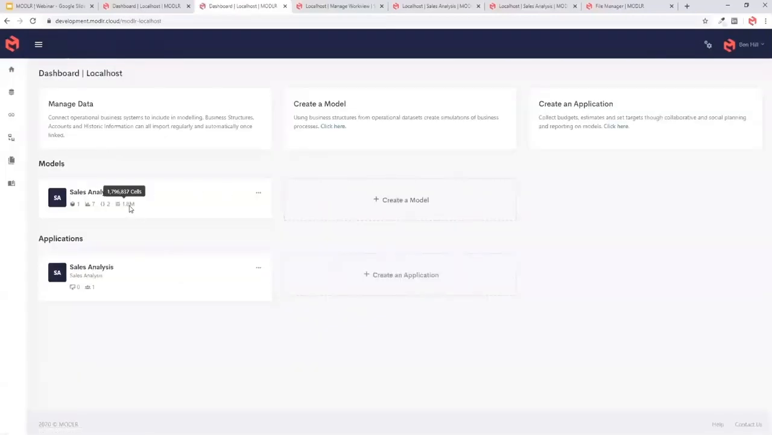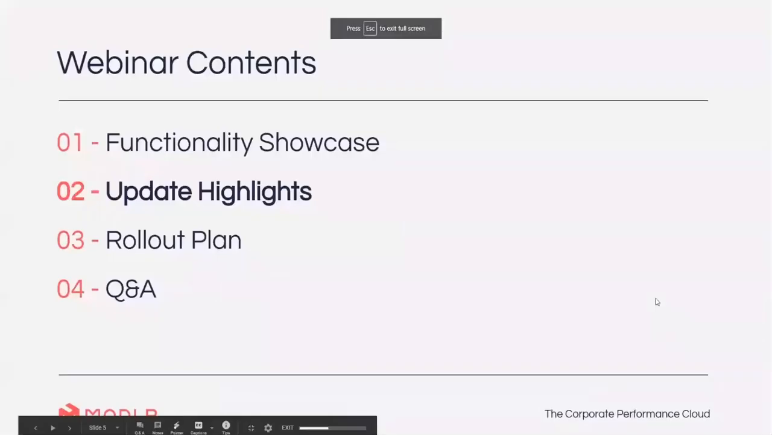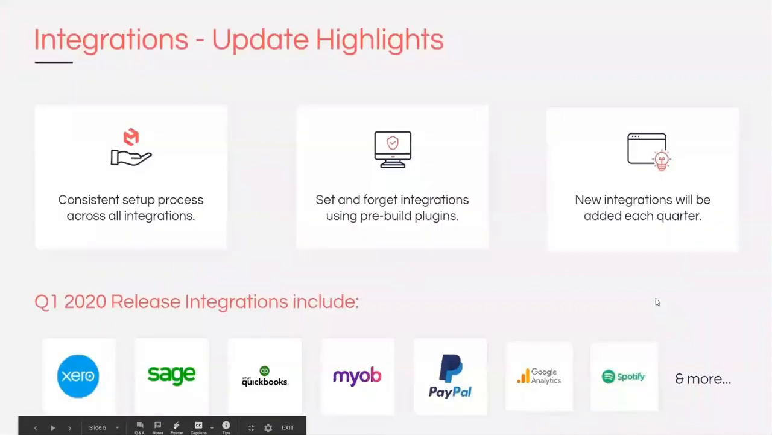So that's it in terms of the tech demo here. We've ended up creating 1.8 million data points, and this is the new gateway user interface. So I hope you've enjoyed that. I'm going to jump back into the webinar now and just go through some of the highlights from the updates, and then we'll talk about the rollout plan.